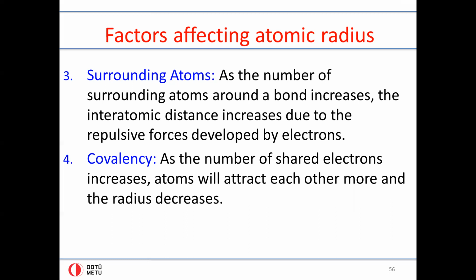So depending on how many surrounding atoms there exist, you might imagine that the amount of energy that you can give to each relationship changes depending on the number of such relationships that you have to develop. So the interatomic distance increases due to repulsive forces developed by electrons when the number of surrounding atoms around a bond increases. So you can think of it as such.